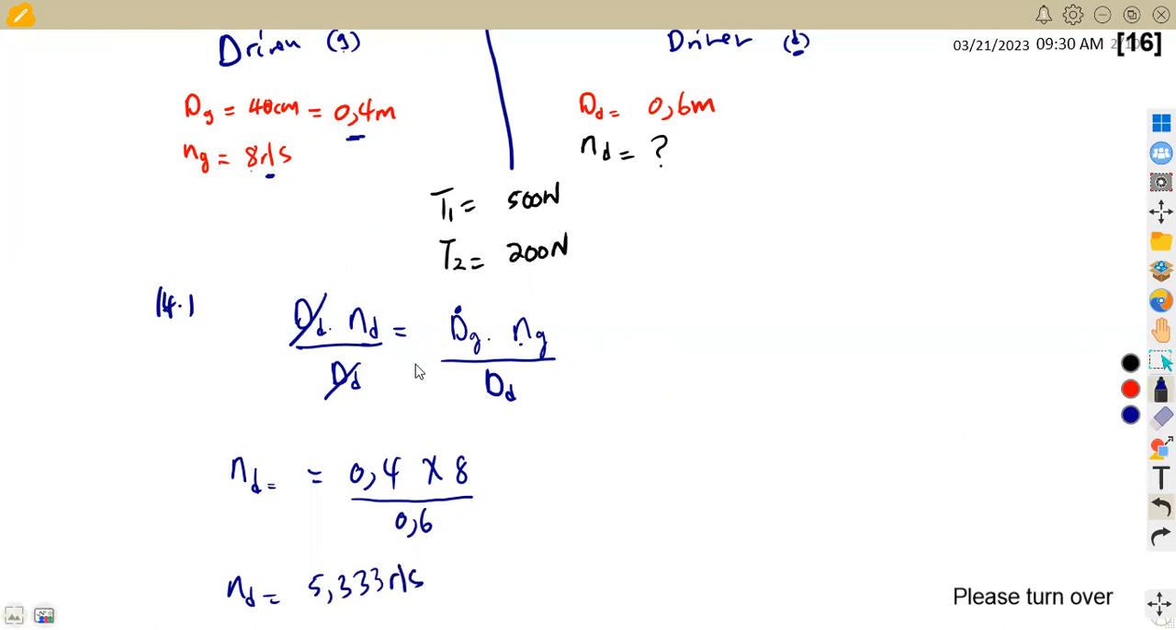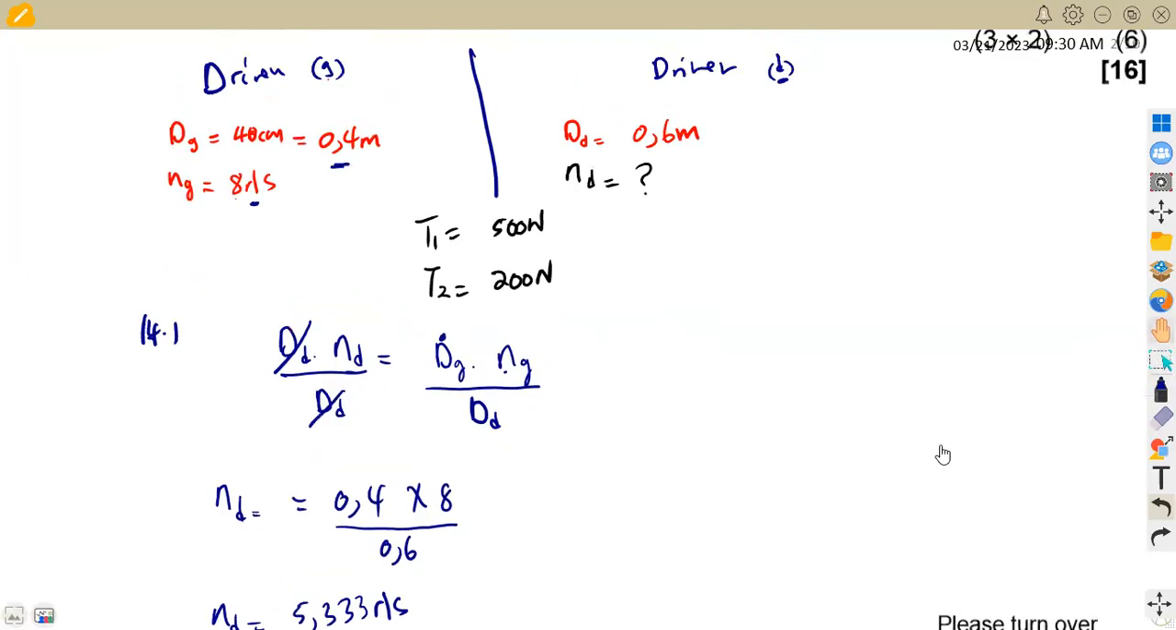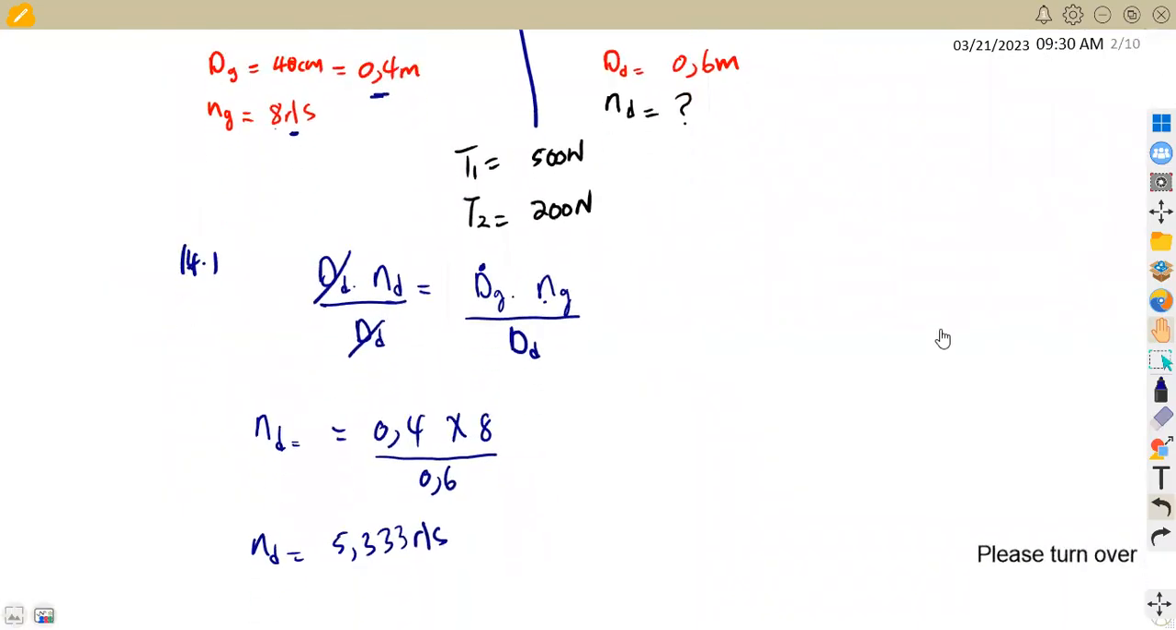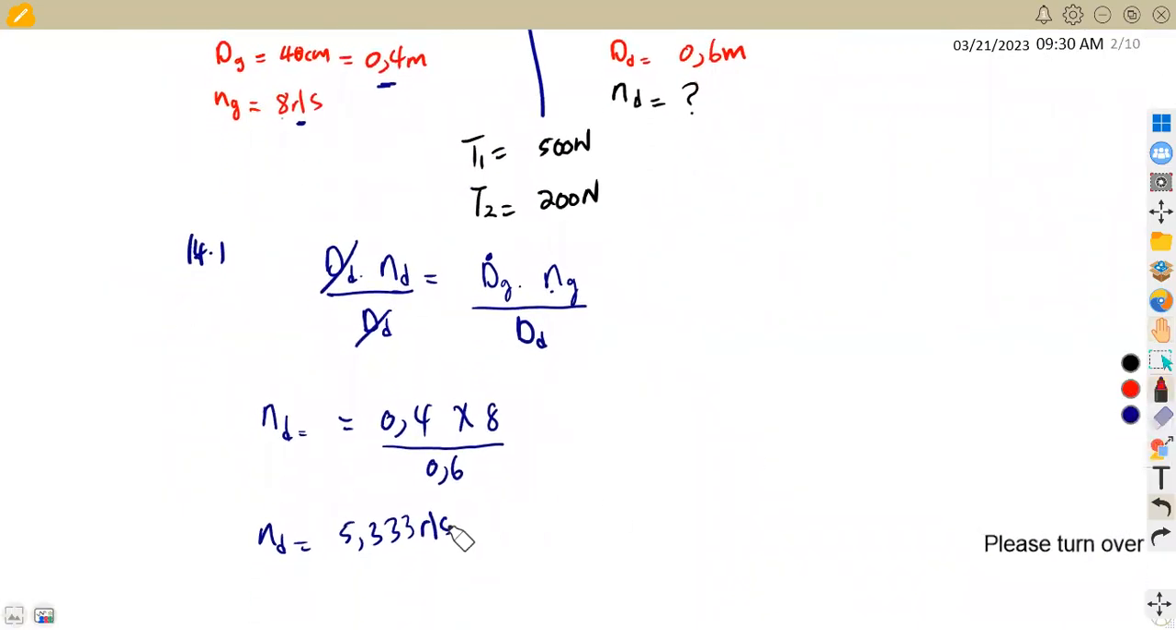Let's say you want to convert to revs per minute, because here we are not told to give your answer in revs per second or revs per minute. If you want to convert to revs per minute, you multiply by 60. Remember, this is per second. So in revs per minute, if you multiply by 60, this is going to be 320 revs per minute.